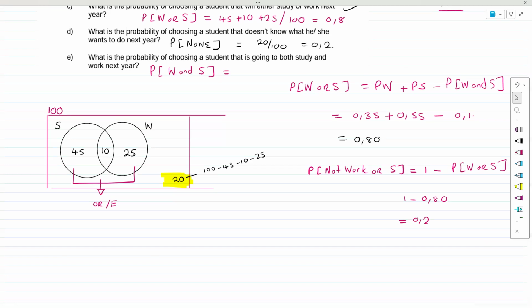Quite simple as well. We can deal with this. This is 10 over 100 or 0.1. And that's the end of this question.